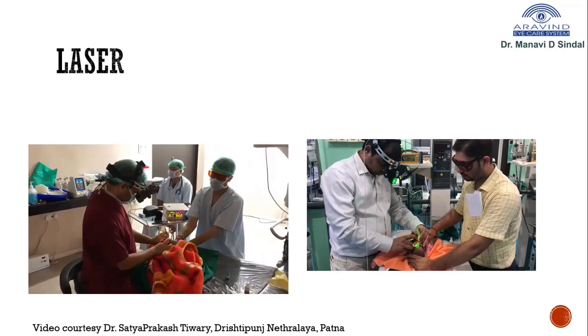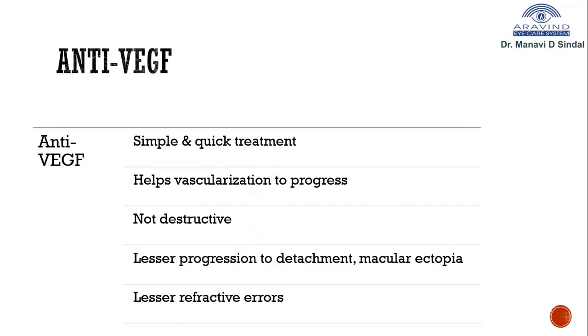Lasering a baby with ROP takes something around 35 to 40 minutes per eye and is an extremely stressful thing for the baby, for the doctor who's doing the laser, and for the anesthetist or the pediatrician who's monitoring the baby. As against that, if you want anti-VEGF injection, it's a 2-minute job. You just immediately give it.